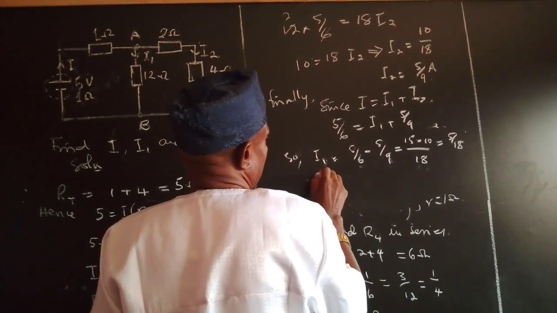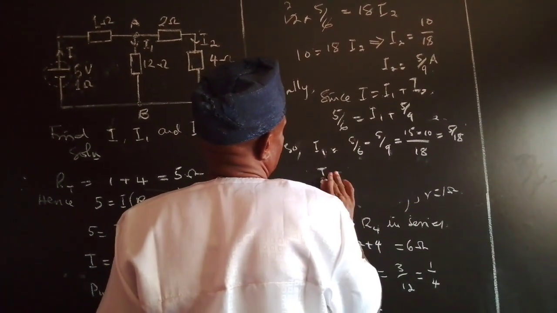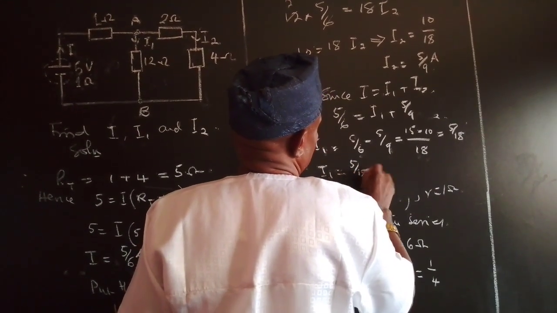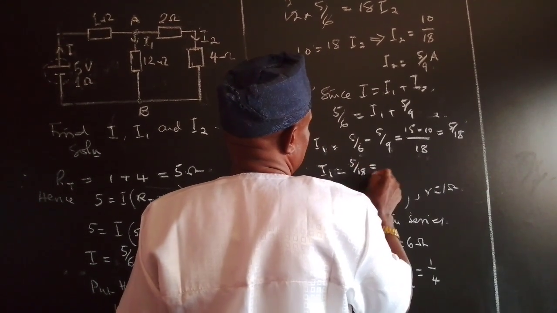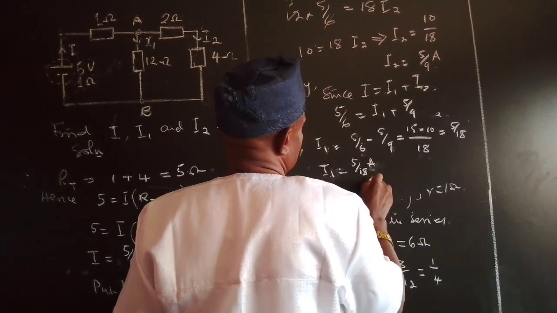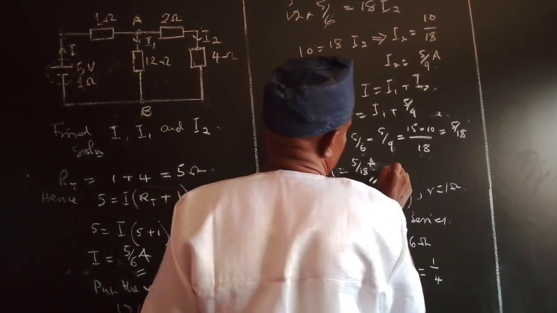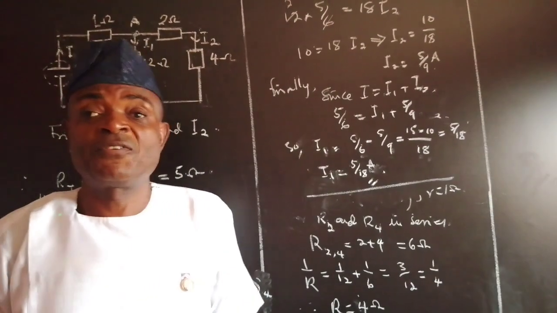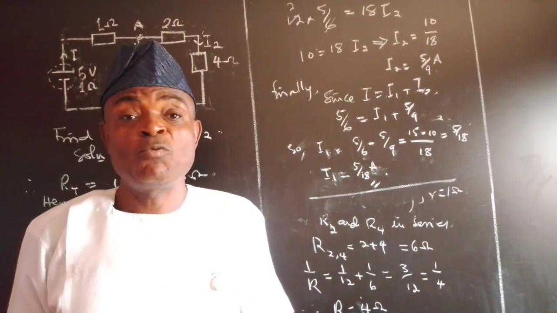So our I1 is equal to 5 over 18. All right. Of course, 5 over 18 amperes respectively. So these are the values for currents I1 and I2 respectively.